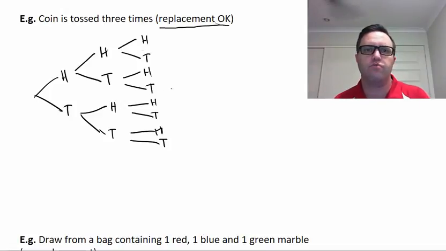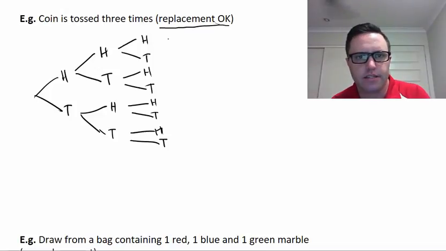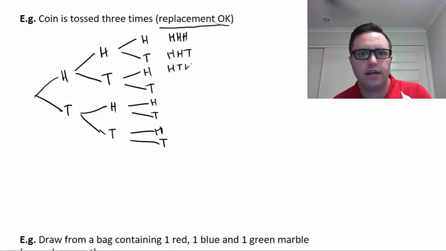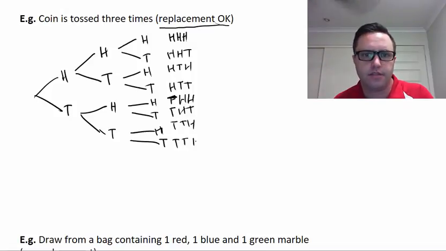Now, once you've got this, you want to write down all your outcomes at the end. So this is tossing heads, heads, heads. This is heads, heads, tails. This is heads, tails, heads. This is heads, tails, tails. This is tails, heads, heads. Tails, heads, tails. Tails, tails, heads. And tails, tails, tails.